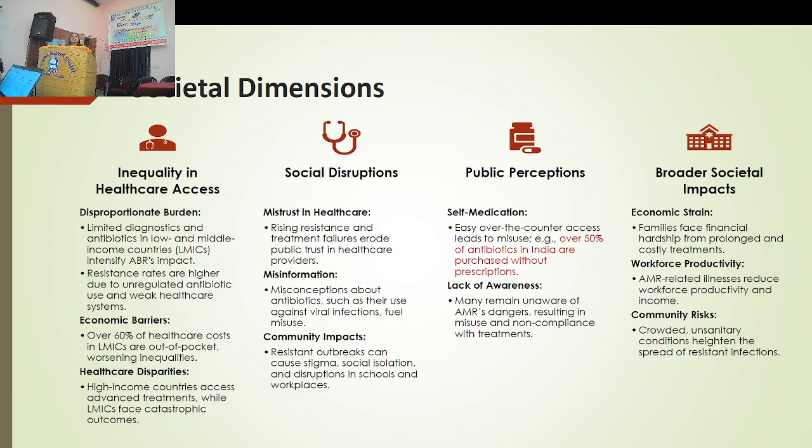As well, more than 60% of the healthcare cost in the lower income group will be out of pocket. 60% of their income will go for the treatment because antibiotics will not work. They have to go to hospital. They have to take a second line of medication, and then it will increase the inequality in health access. Second is the social disruption.